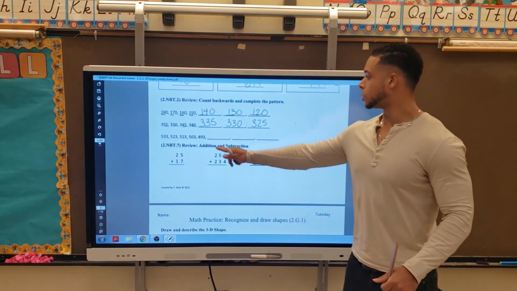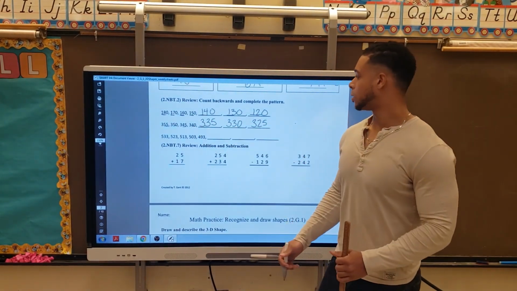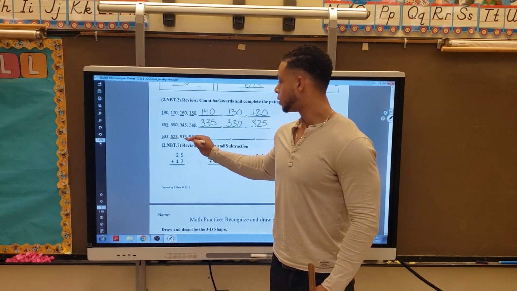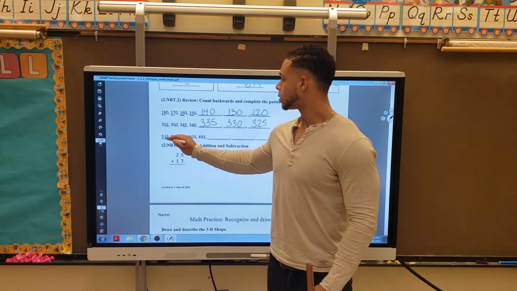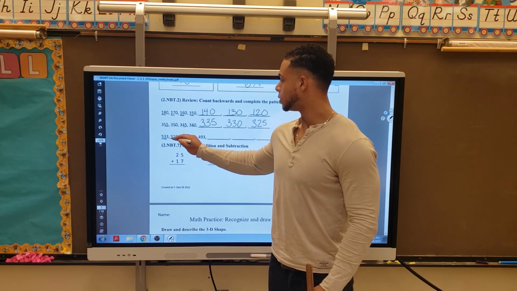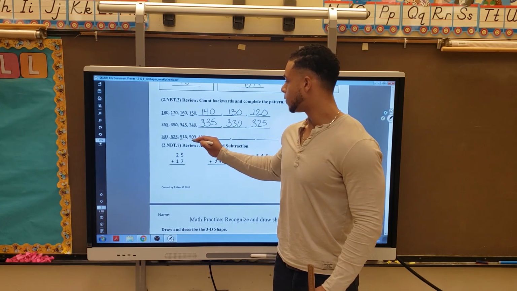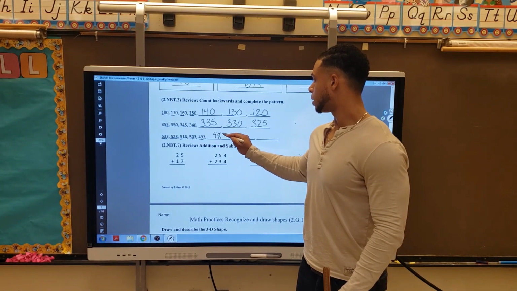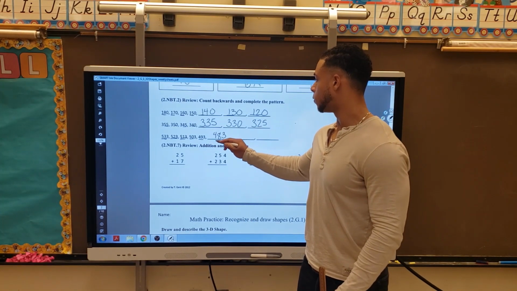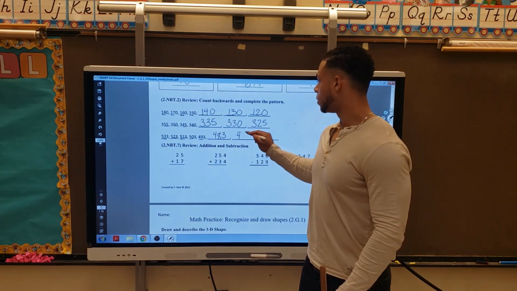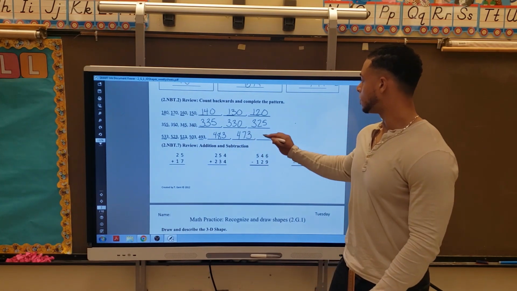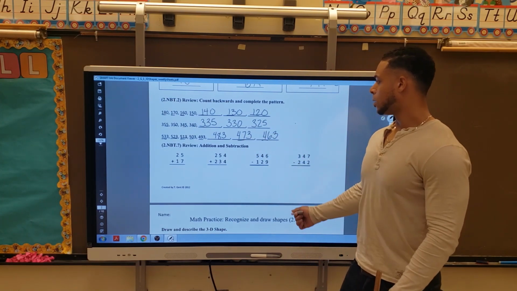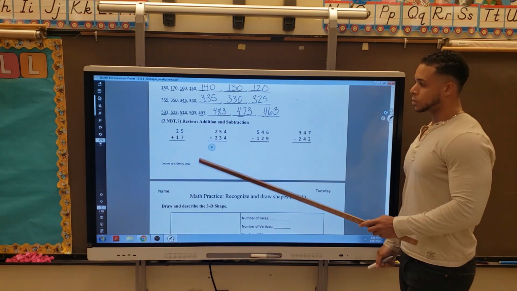This is one that's similar to this one up here. Let's look at the tens. 533, 523, 513. Let's look at them tens. 53 tens, 52 tens, 51 tens, 50, 49, 48. And then that ones place stays the same. So 483, 473, and then 463. Look at that pattern. All right, easy work. You should be able to finish these up quick.